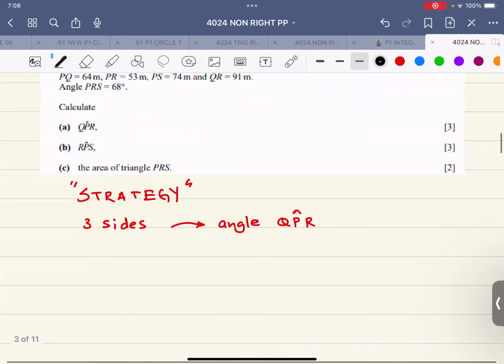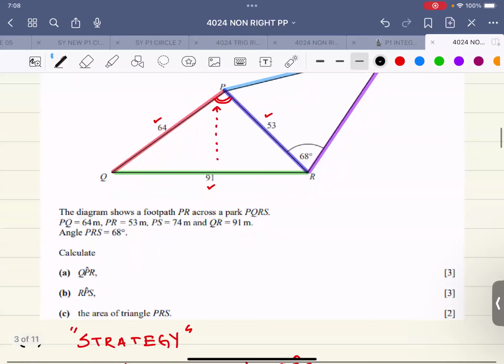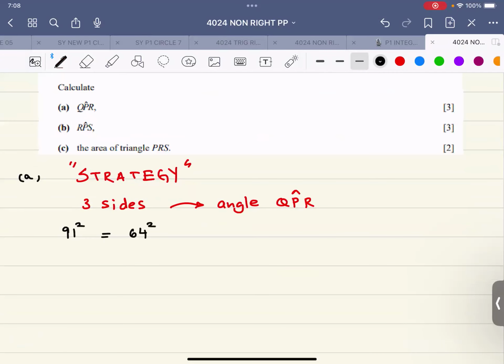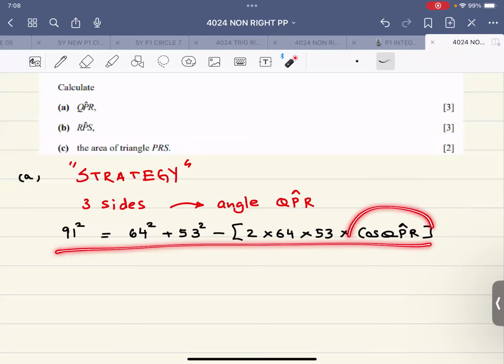So let me write it this way. For part A, 91 squared equals 64 squared plus 53 squared minus 2 into 64 into 53 into cosine of this angle QPR. Now, my habit is that I won't learn a formula. I would rather learn the basic idea and then make it the subject.